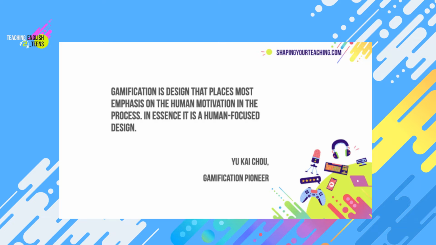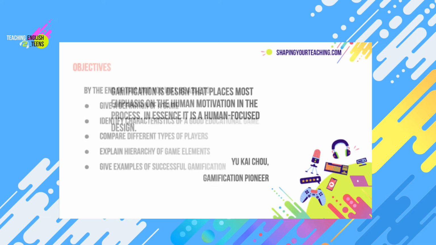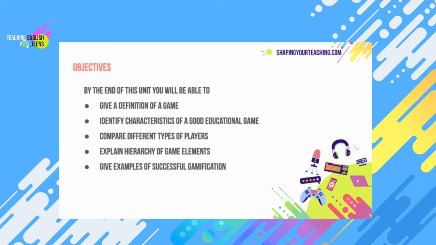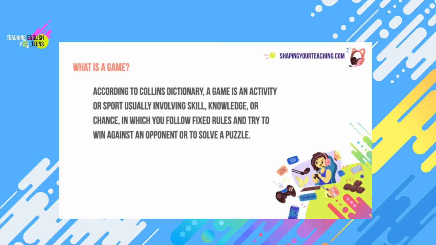Let's start our second unit of Module 3. By the end of this unit, you will be able to give a definition of a game, identify characteristics of a good educational game, compare different types of players, explain hierarchy of game elements, and give examples of successful gamification. Let's start with the definition of a game.